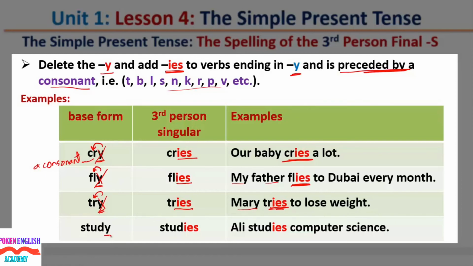Study. Study ends in y, and the y is preceded by the d, and the d is a consonant, so we need to delete the y and add ies to the verb. Example, Ali studies computer science. So here, Ali is a singular noun, so we need to add ies to the verb. So if the verb ends in y and this y is preceded by a consonant, delete the y and add ies to the verb.